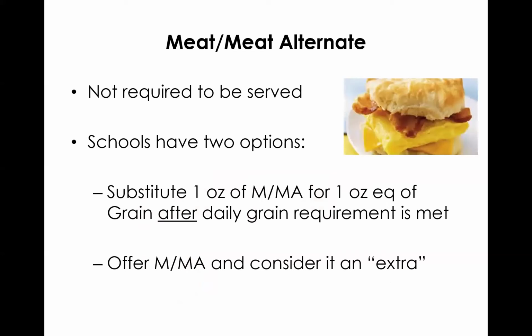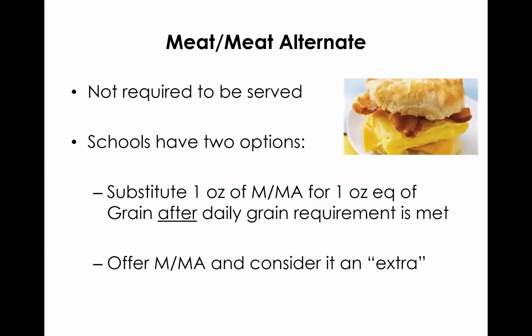Let's move to the meat alternate. As I mentioned on your handout, you'll notice that there are no requirements to offer a separate meat alternate at breakfast. But if you choose to offer menu items that contain meat alternate, they must be served with a grain. A meat alternate is known as a grain substitute when counting your grains for the weekly requirements.